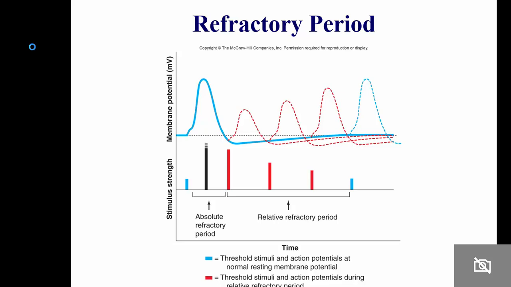This is speed. This is what it's showing you. You're firing it more frequently, and just by doing that alone, you're going to make the muscle be able to produce more force, or you're going to make the neuron be able to produce more neurotransmitters.